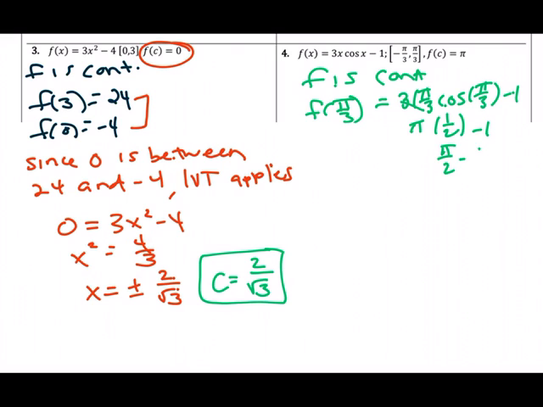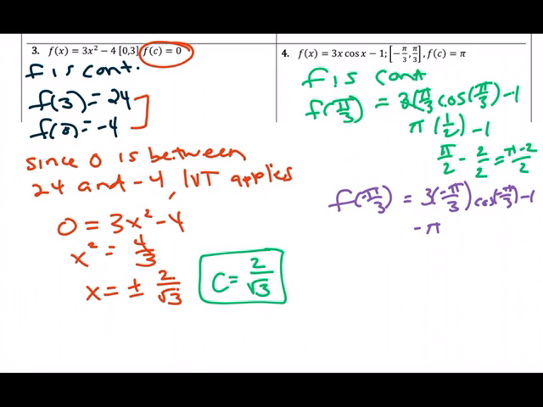I'm going to write that as 2 over 2. So this is pi minus 2 over 2. Now, f of negative pi over 3 is going to be 3 times negative pi over 3 times cosine of negative pi over 3 minus 1. This is going to be negative pi. Cosine of negative pi over 3 is also 1/2 minus 1, which I'm just going to go ahead and write as 2 over 2. So negative pi over 2 minus 2 over 2. This is negative pi minus 2 over 2.